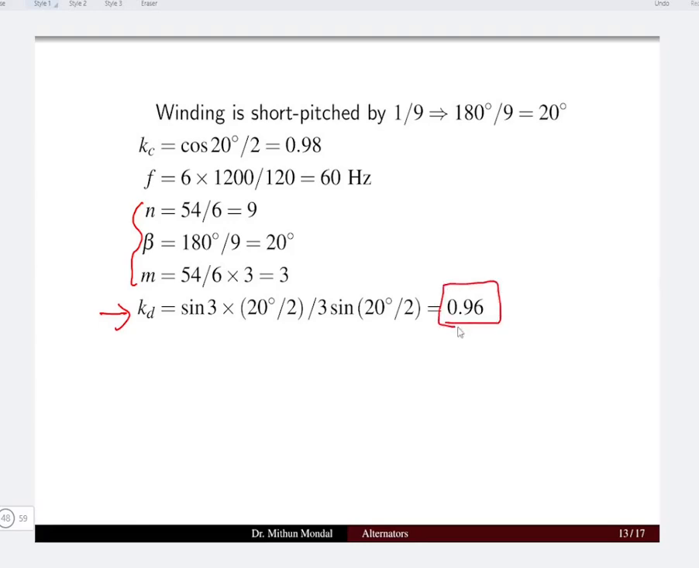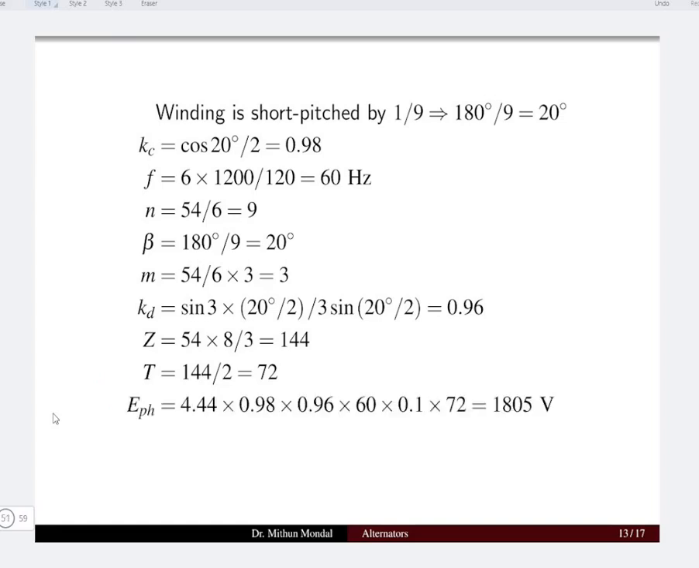equal to 0.96. And hence the total number of conductors Z we can determine as 144, and the turns will be half of the total number of conductors. That we can put in the EMF equation as 4.44 frequency, number of turns, Kp and Kd. So the line voltage again will be root 3 times the phase voltage, which is equal to 3.25 volt.